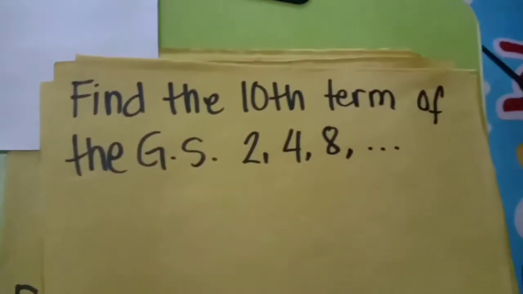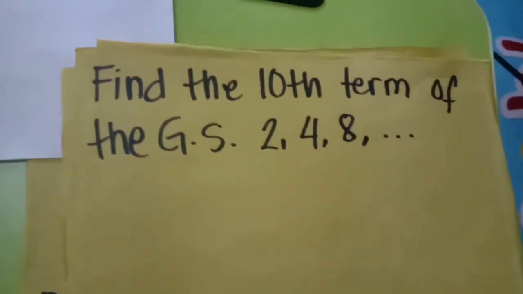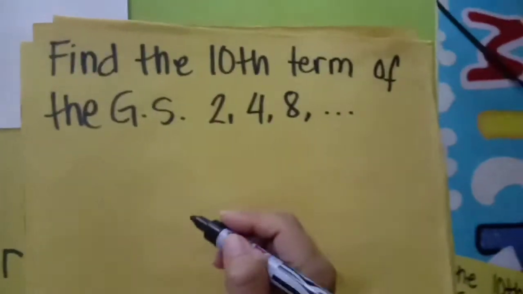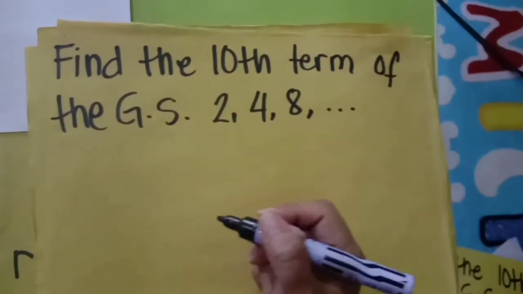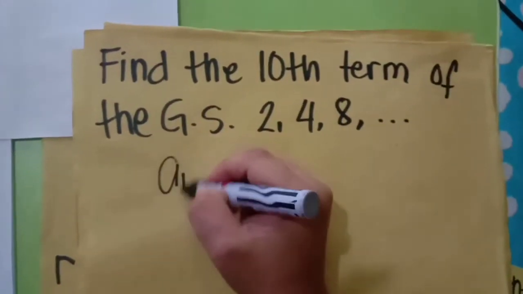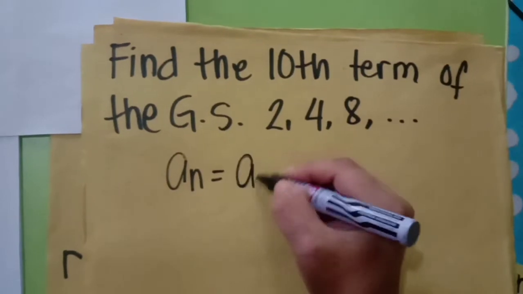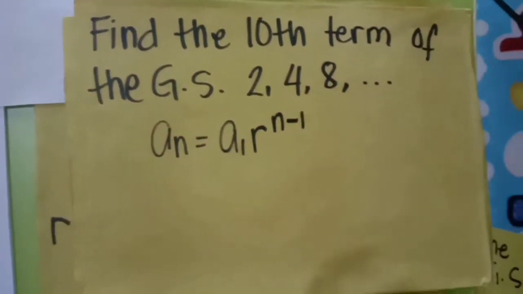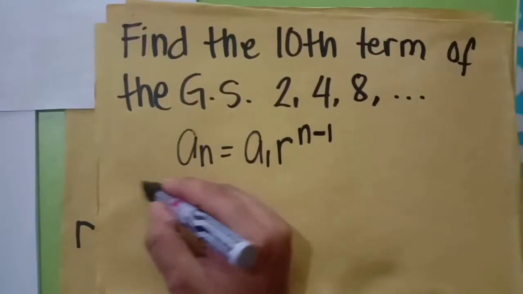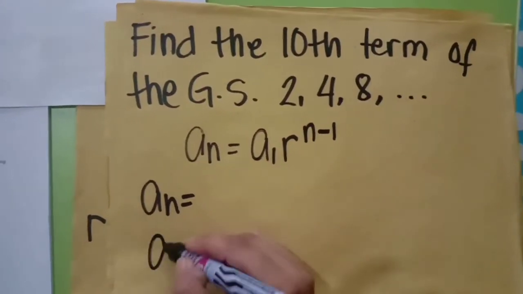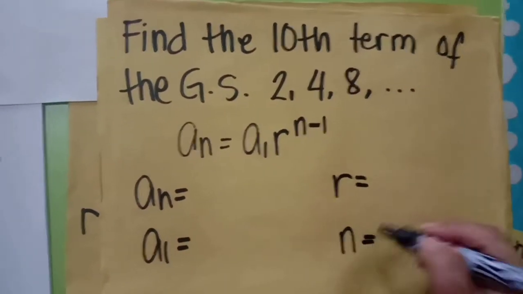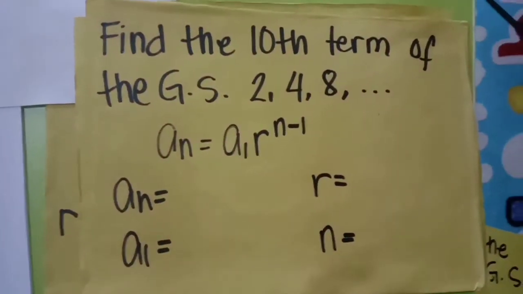Find the 10th term of the geometric sequence 2, 4, 8, and so on. So, the formula in determining the nth term of a geometric sequence is a sub n equals a sub 1 times r raised to n minus 1. So, meron tayong apat na variables: a sub n, a sub 1, r, and n. So, let us determine first the value of each variable.